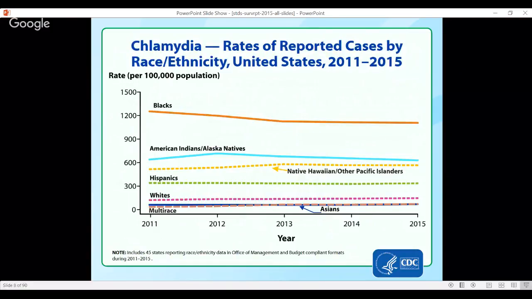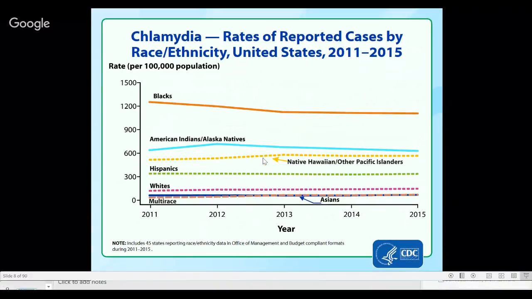This graph is showing us trends by race and ethnicity. We see up here that Blacks have the highest rate of chlamydia cases reported from 2011 to 2015. In the middle, this teal line is American Indians and Alaskan Natives.